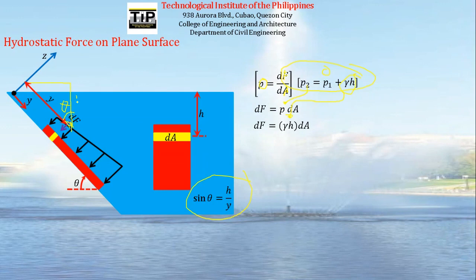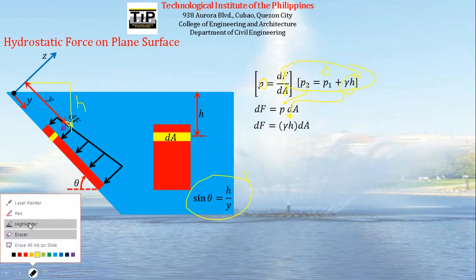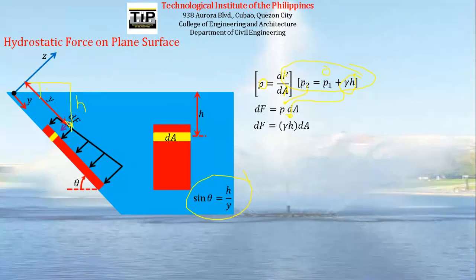Di ba yung H, ito rin yun. Okay? Sorry, yung theta natin is this. Okay? So itong theta na to, same lang dito. Okay? So kasi pag ni-reflect natin yan dyan, ito siya. Yan. Okay? So ito yung theta na yon.